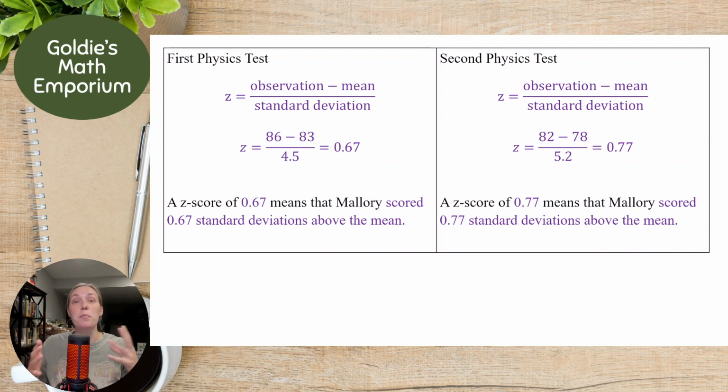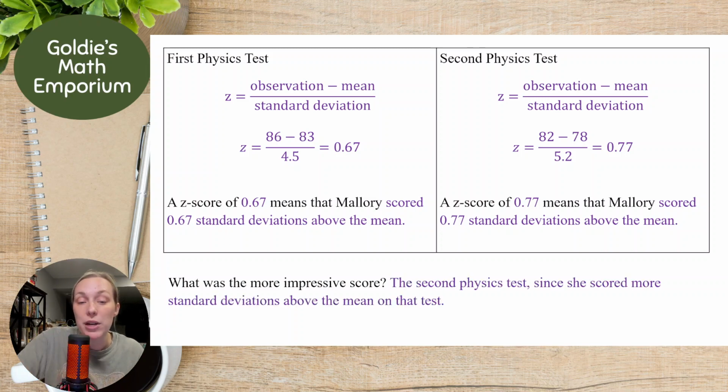Now, which one was more impressive? Well, that depends how far away it was relative to the rest of the class. So yes, we could take the difference and find that on the first test, she was 3 percentage points above, and on the second test, she was 4 percentage points above. But really, to see what was more impressive, we need to think about how spread out the original observations were. That's why we bring standard deviation into it. But now we're able to answer this question: which was the more impressive score?